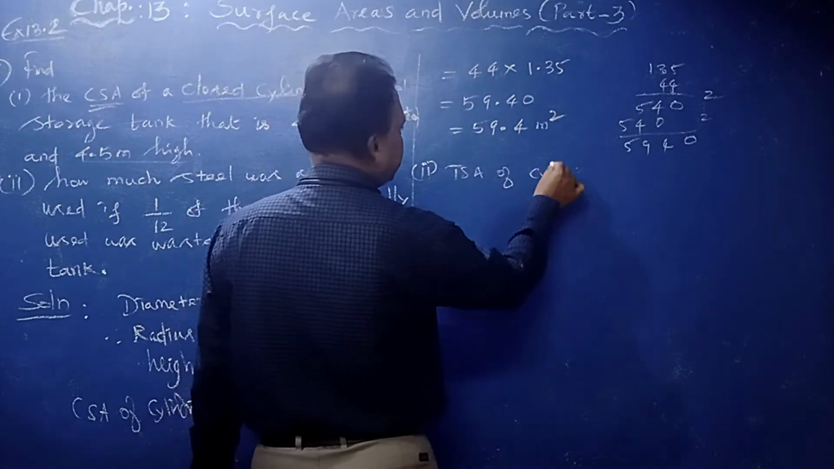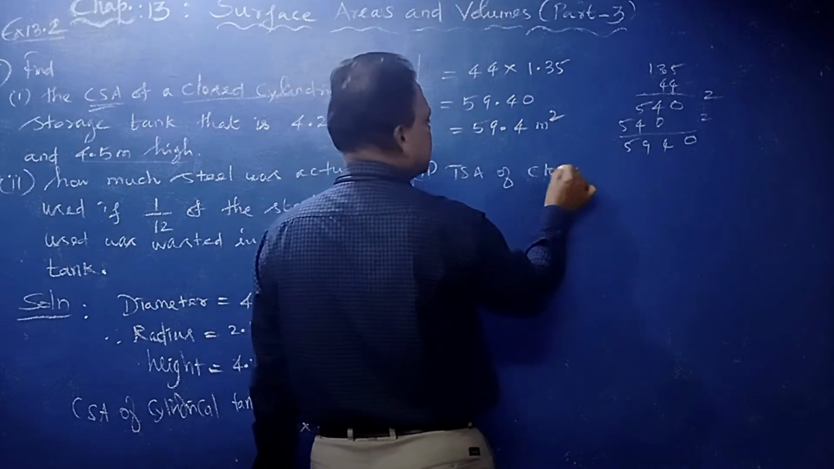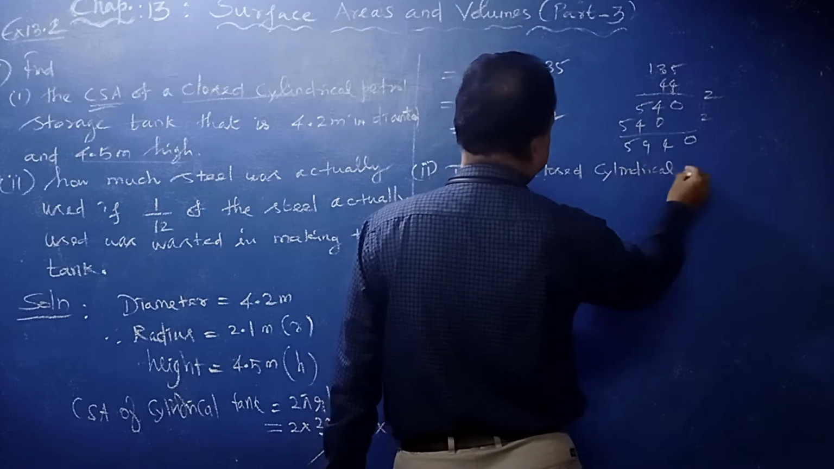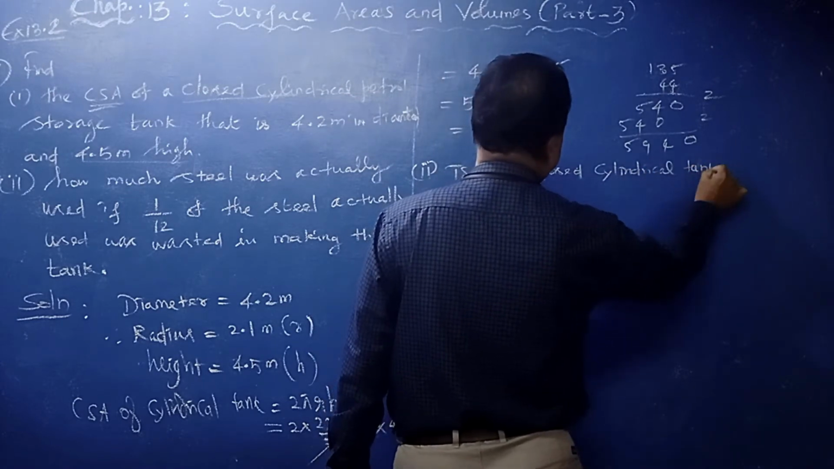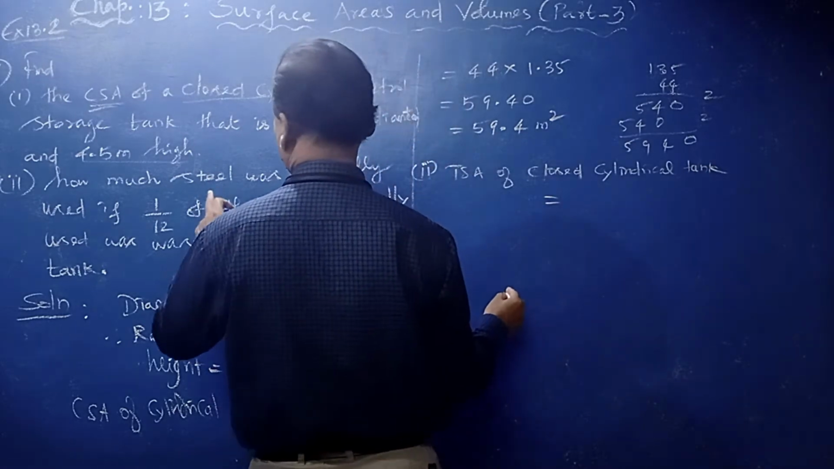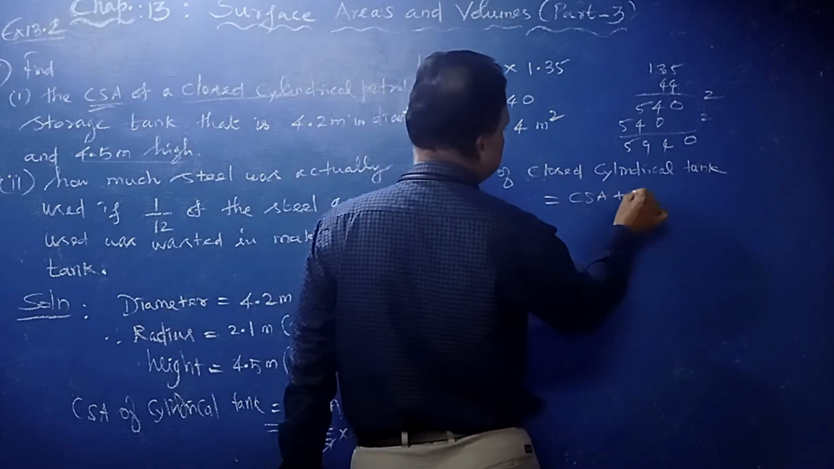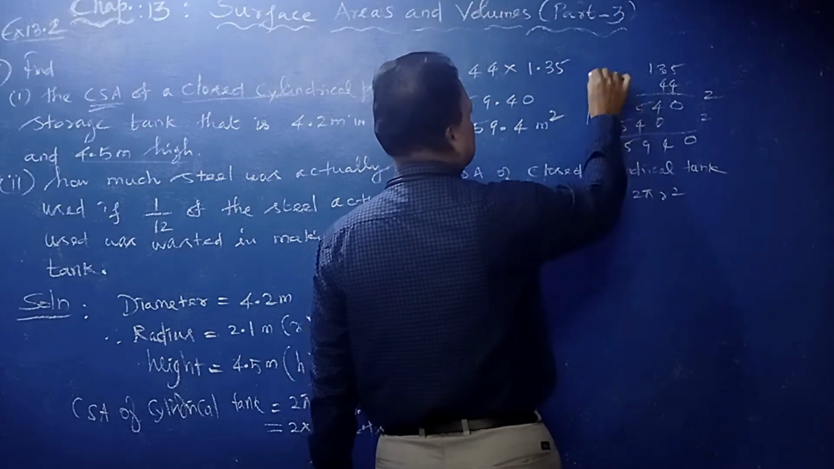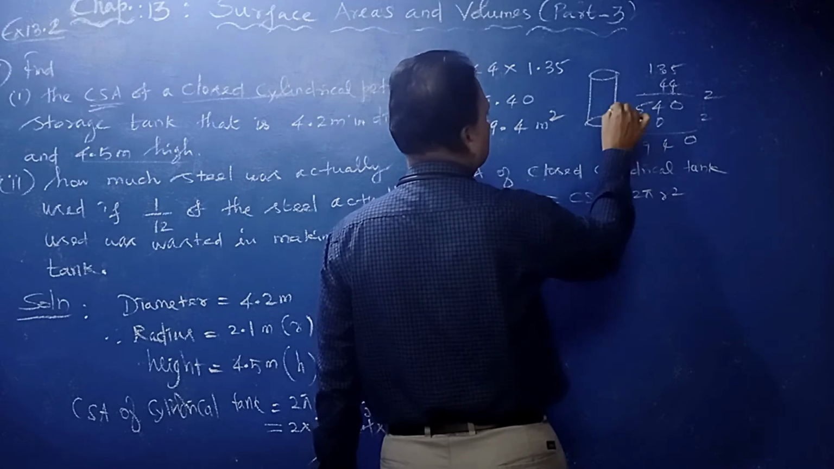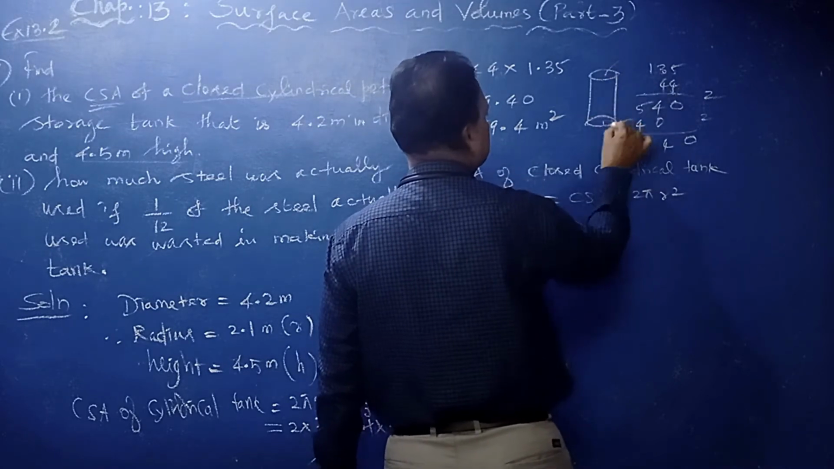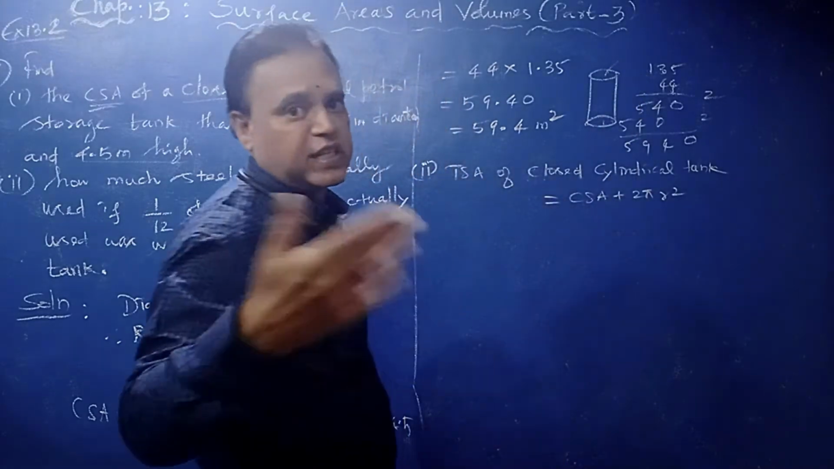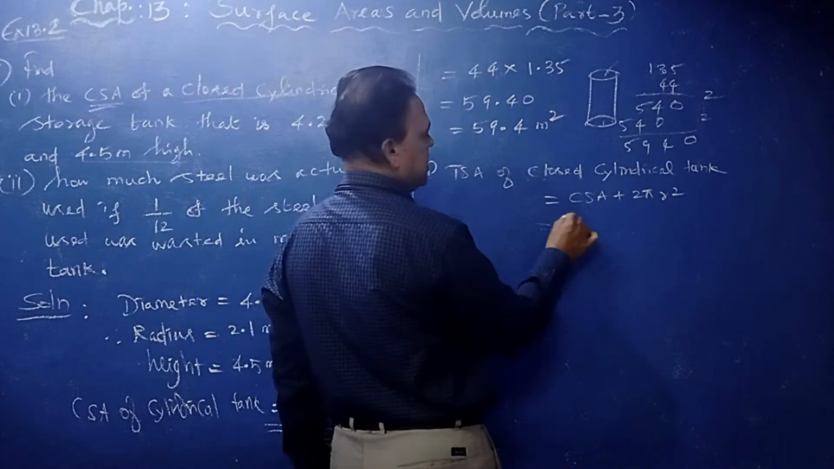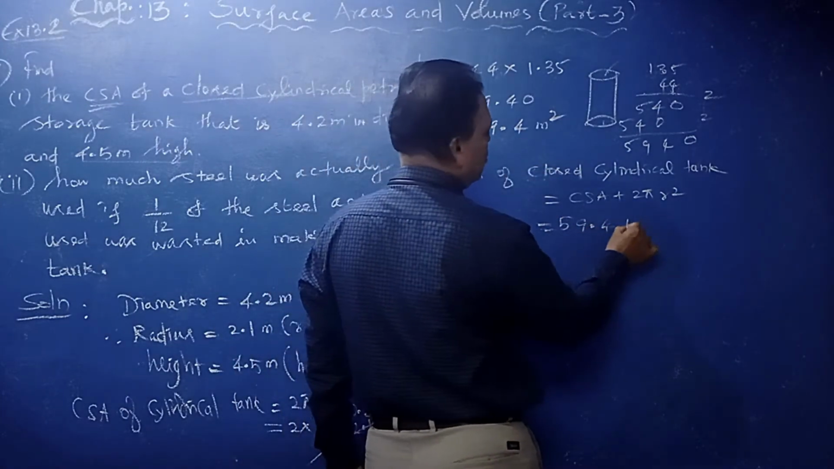TSA of closed cylindrical tank is equal to CSA plus 2 base area. Cylindrical tank means these two are closed, this one base. This one closed means total surface area. So CSA we already have, that's why you write this, plus 2 into base area.